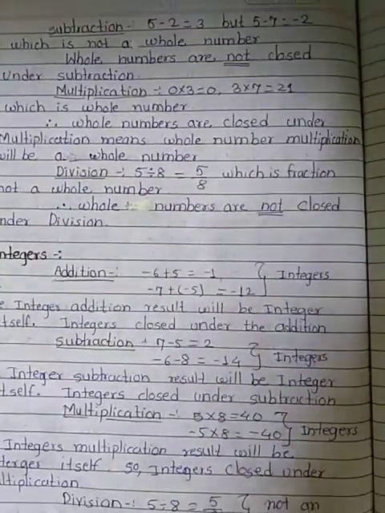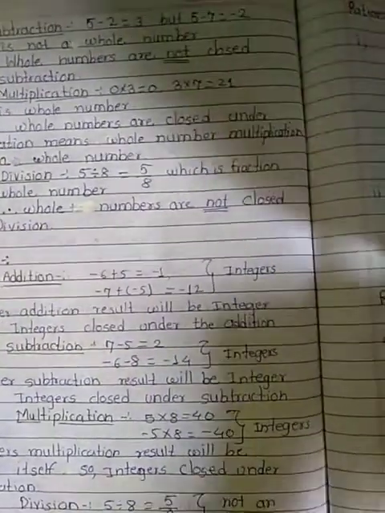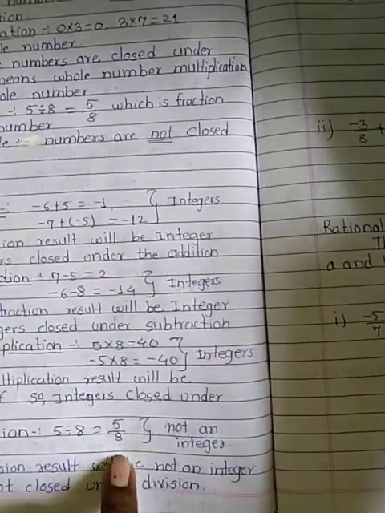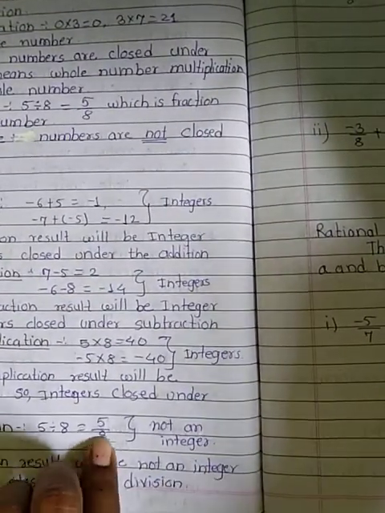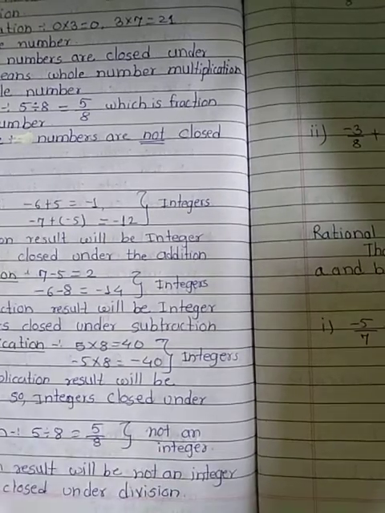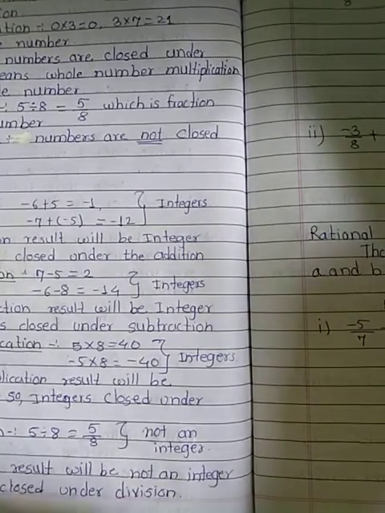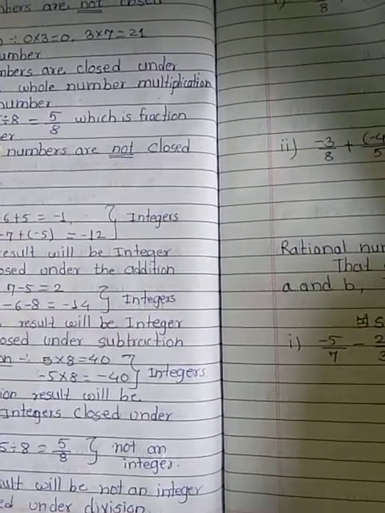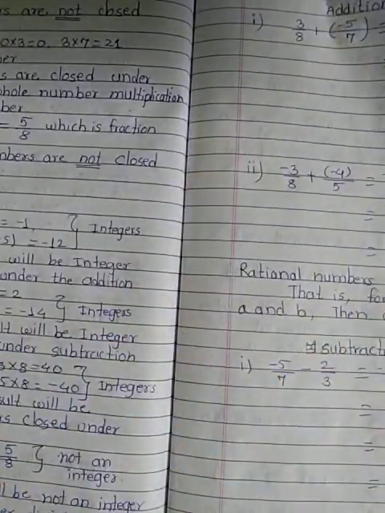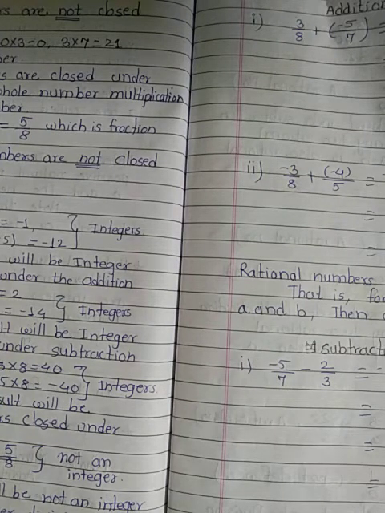But what about the division? 5 divided by 8 is not an integer, this is a fraction or decimal value, 0 point something will come. So integers are not closed under the division. Now what about the whole numbers? Whole numbers are closed under the addition and multiplication. And what about integers?